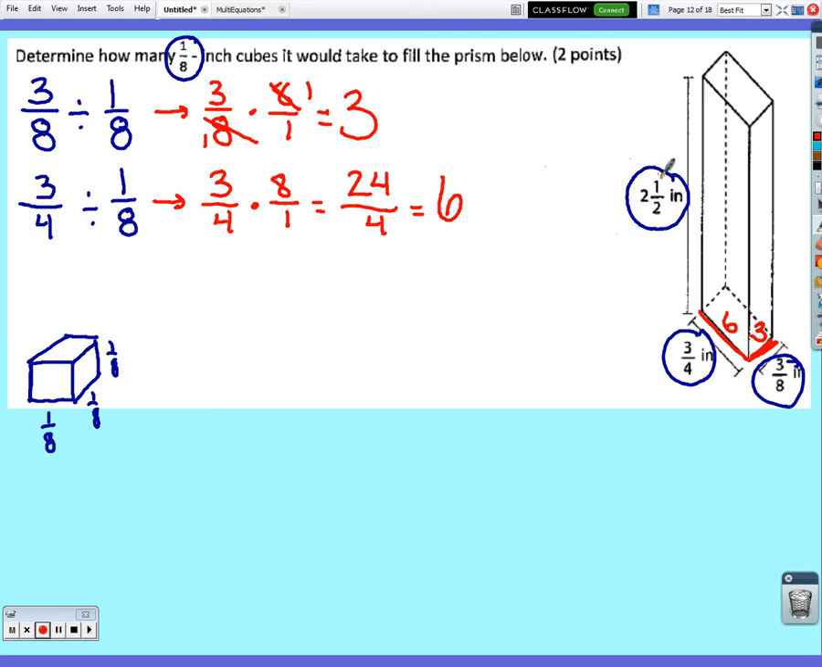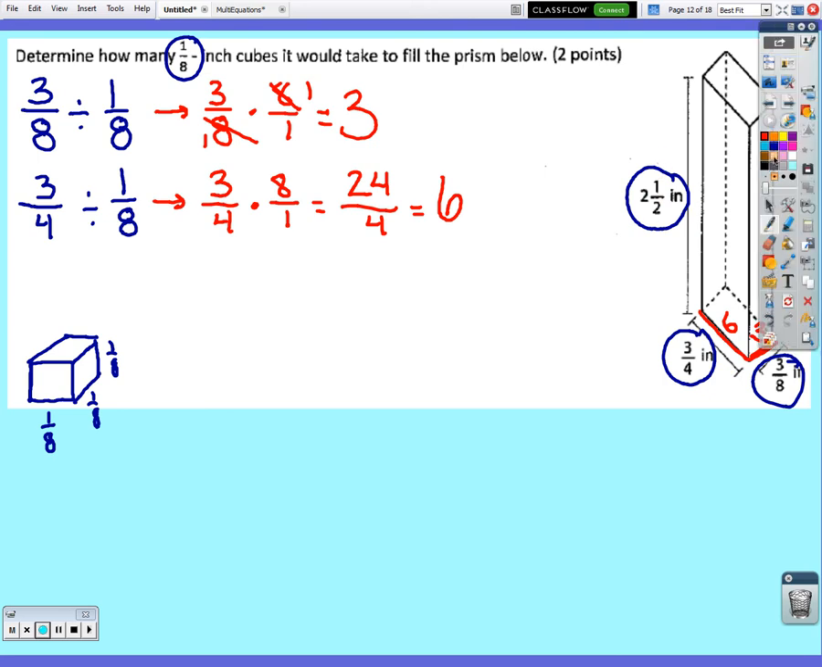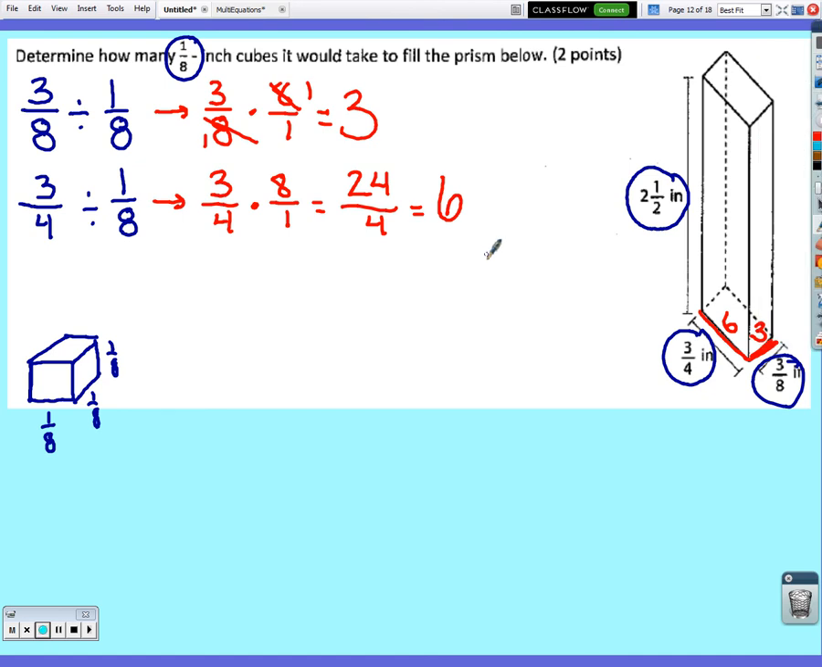Now I get into this little conundrum here. I have 2.5. I don't really want to deal with 2.5 as a mixed number, but I can change 2.5 into a what? Improper fraction. Nice job. So what is 2.5 as an improper fraction? Even fast. Look at that. So now we're taking that 5/2 and dividing it by 1/8 still.